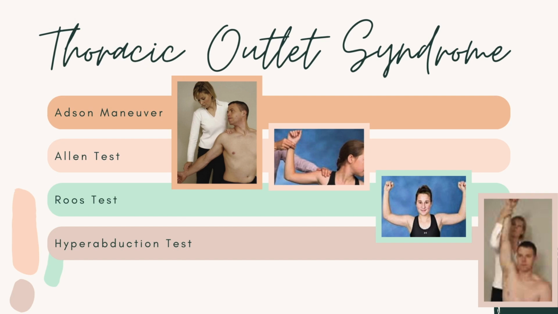So 3 of these 4 tests will be monitoring the radial pulse. The Roos test, you do not monitor the radial pulse. So that's a good thing to know if a question is asking about thoracic outlet syndrome where you're monitoring the radial pulse. Roos test is not the answer, but you could have Adson, Allen, or hyperabduction as the correct answer.